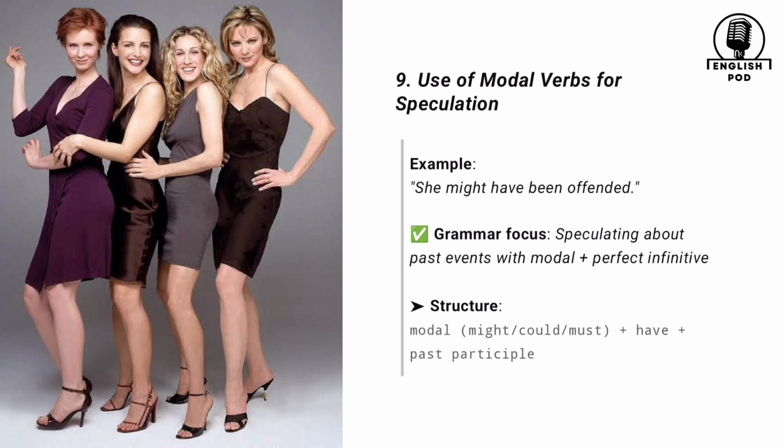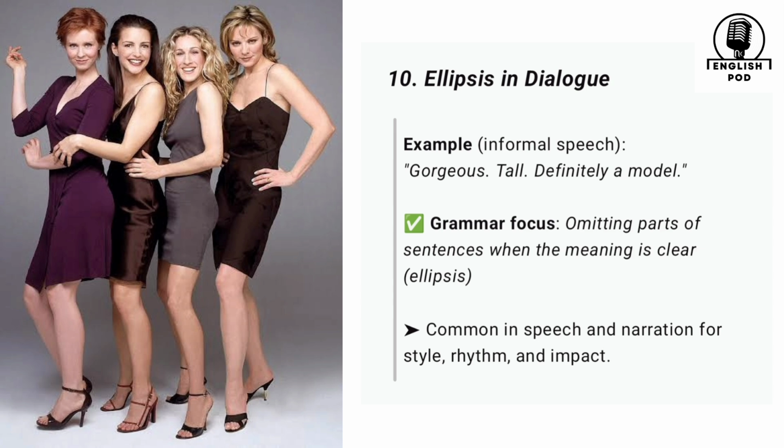And finally, ellipsis in dialogue, leaving words out. Oh yeah, we do this constantly in real speech. It's just cutting out words when the meaning is totally clear from context. Like the example: gorgeous, tall, definitely a model. Perfect. We know it means she is gorgeous, she is tall, she is definitely a model. But saying all that sounds stiff, unnatural. Right. Ellipsis makes dialogue sound quick, natural, efficient. It's amazing how much we understand without all the grammatical bits filled in, isn't it?